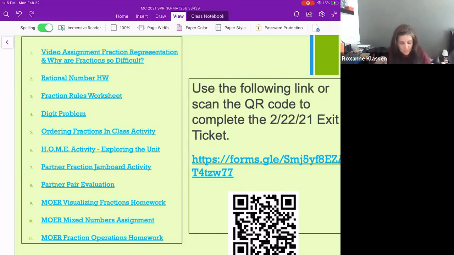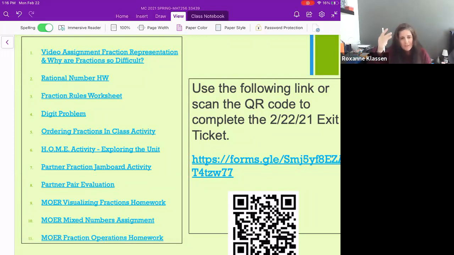The next one we're doing in class, ordering fractions. Do you see how it says in class activity? If you're there that day and you're participating, you're going to get all those points. So nothing you have to worry about. Tomorrow, we're doing the home activity exploring the unit, but we might not get through the whole thing. Okay, so it's not due until next week, but it's kind of a doozy for some people. Not for everyone, but for some, so be careful. And then your partner fraction Jamboard activity and the partner pair evaluation.